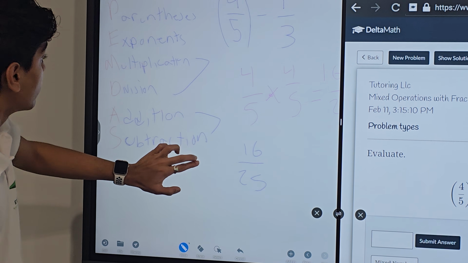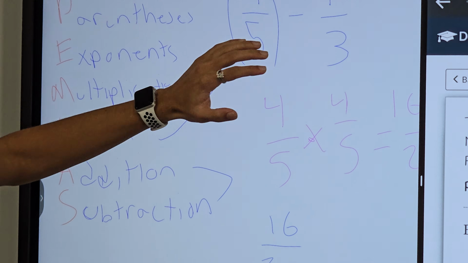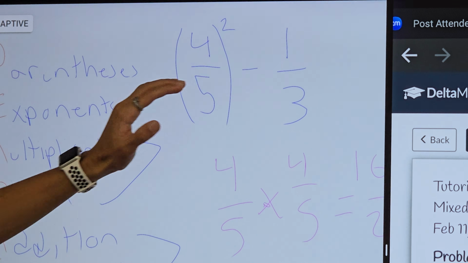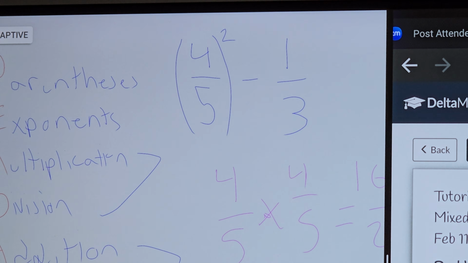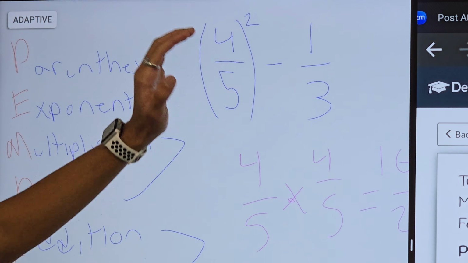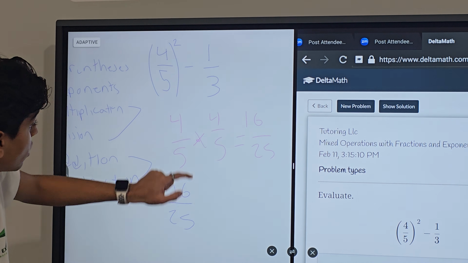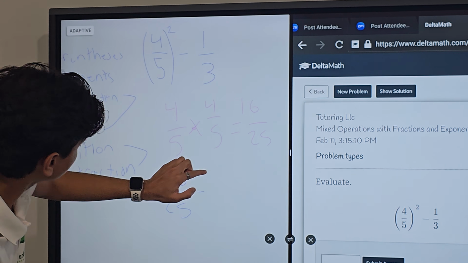Let's go through the rest of our list now. Multiplication and division. As you can see, in the equation there is no multiplication or division. Next, addition and subtraction. There is no addition, however, there is subtraction with minus 1/3. So now let's bring that back down here with our 16 over 25.